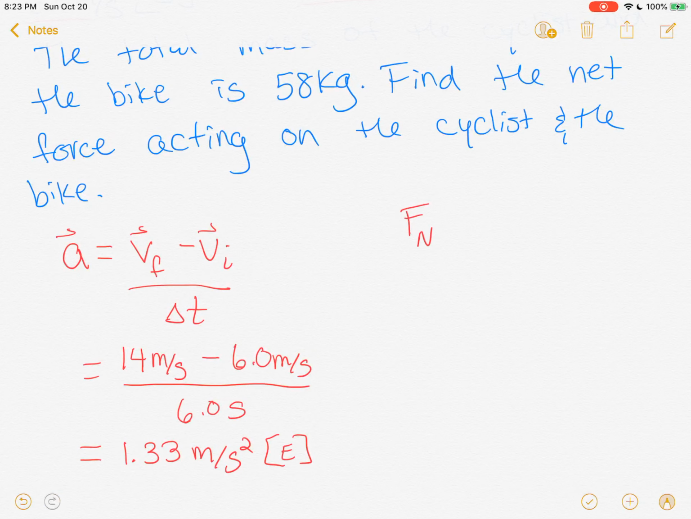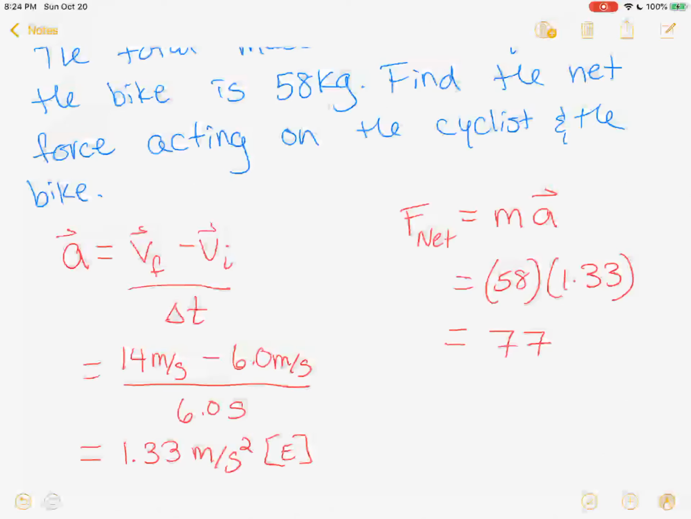So then if we want to calculate our net force, it's going to be our mass times our acceleration. The mass of our whole system is 58 kilograms, and our acceleration was what we calculated, 1.33. So our overall net force is going to be 77 newtons, and we're going to be traveling to the east since we've been traveling to the east throughout the question.